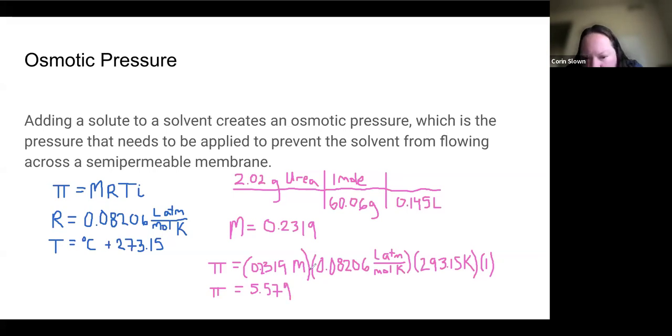And if we think about this, right? So our moles cancel here, and our liters cancel, and our Kelvin cancel. So the only unit left is atmospheres, which makes sense because it's pressure. So 5.58 if we're thinking about sig figs. Atmospheres is the osmotic pressure when you add urea to a volume of water. Okay, questions.